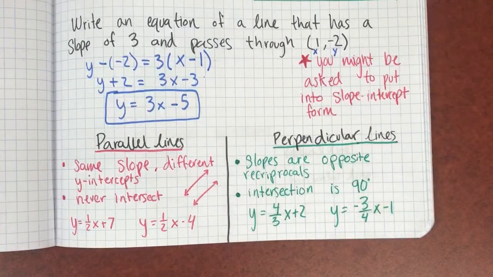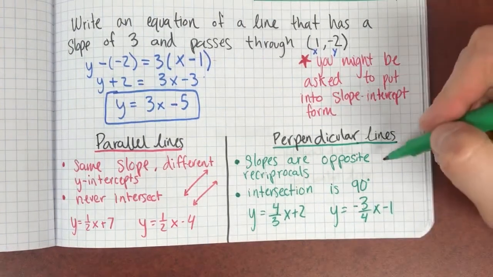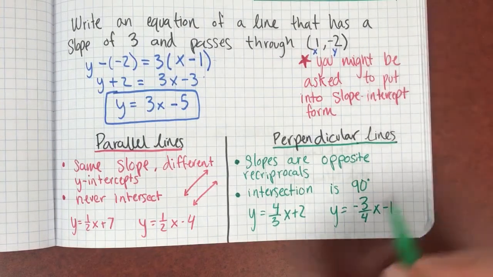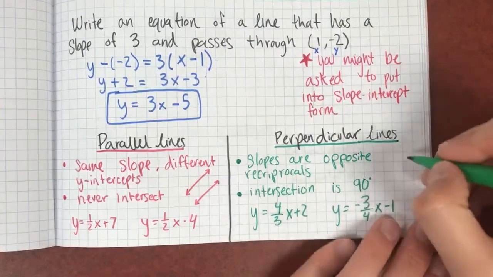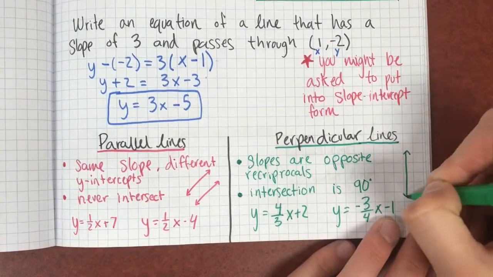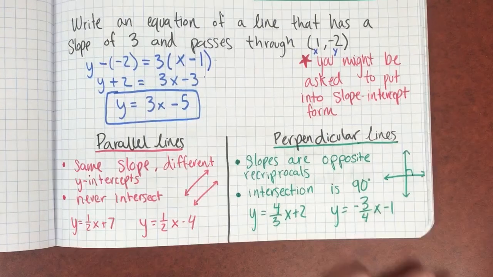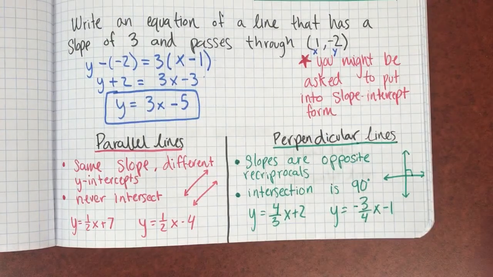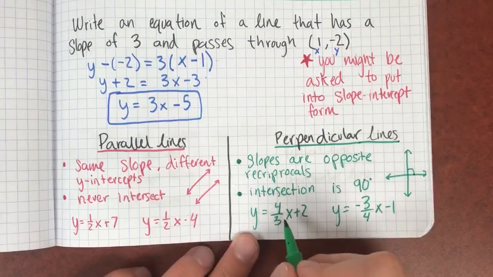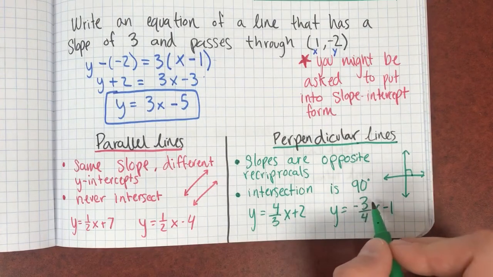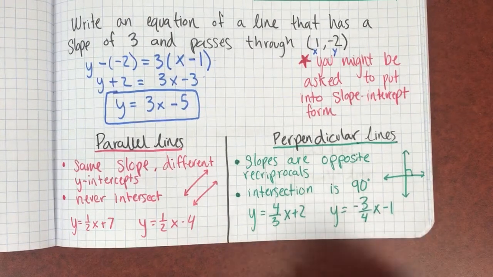All right, for perpendicular lines, slopes are opposite reciprocals. Opposite meaning positive or negative, reciprocal meaning flip the fraction, okay? And they intersect at 90 degrees. You can sometimes see it marked by that square in the corner. So for example, if my slope is 4/3, the opposite reciprocal would be negative 3 over 4. So you just flip your fraction.